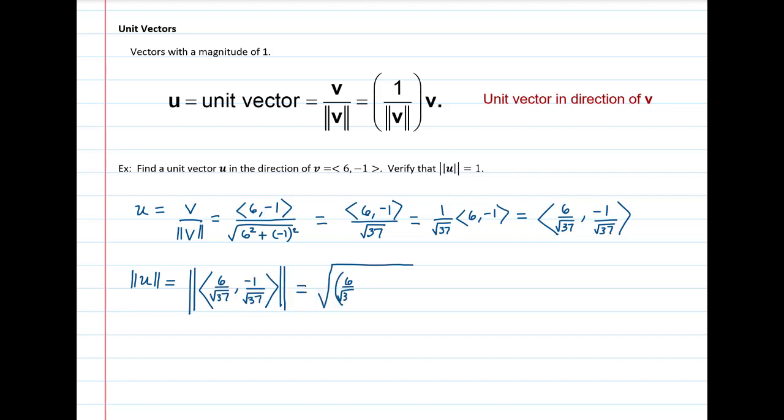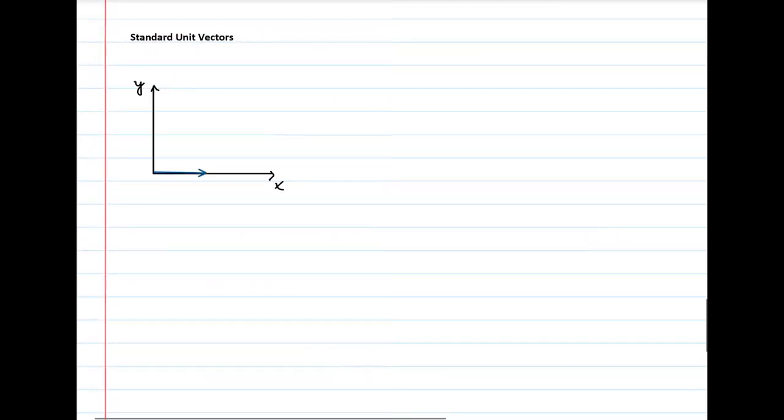The magnitude of u is equal to the square root of the first component squared, (6 over the square root of 37) squared, plus (-1 over the square root of 37) squared, the second component squared. All of that is under the square root. Once we evaluate the squares and add them up, we get the square root of 36 over 37 plus 1 over 37, which is the square root of 37 over 37. The square root of 1 is just 1, so that checks out, right? u is in fact a unit vector since it has a magnitude of 1.